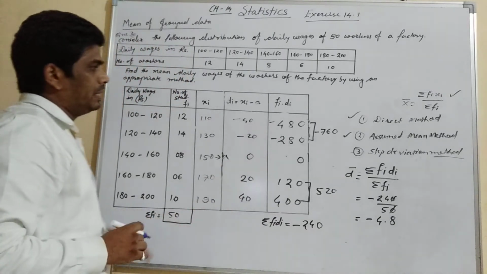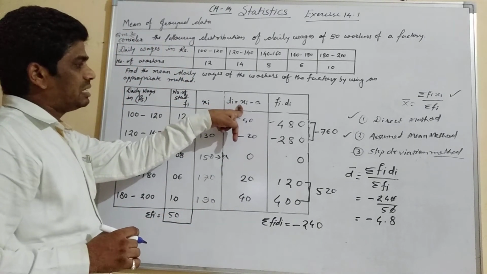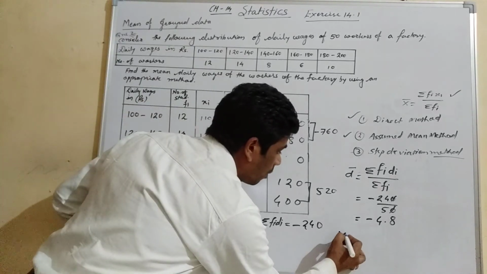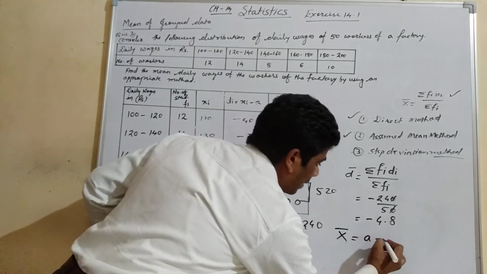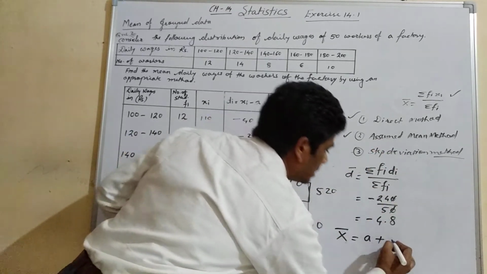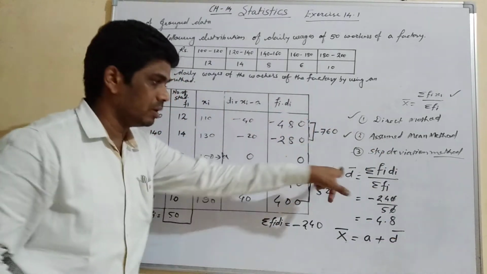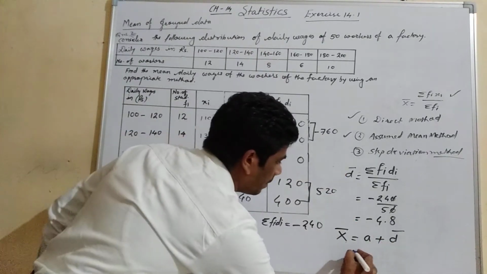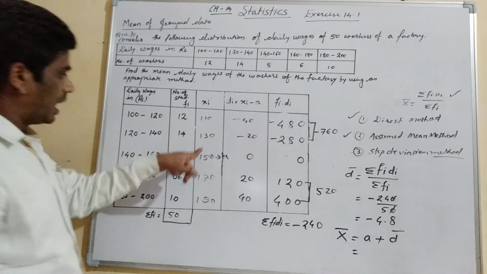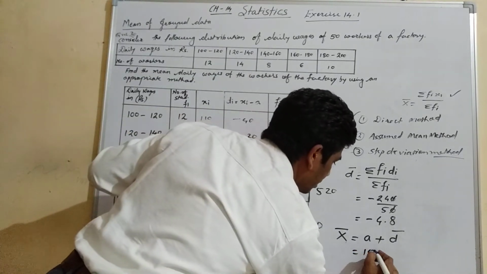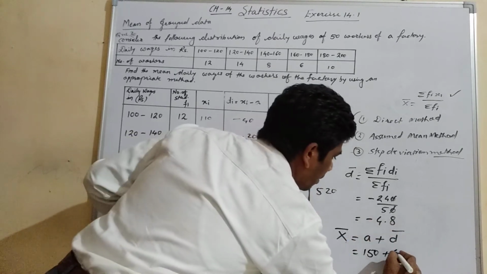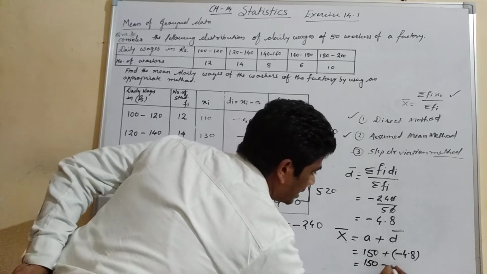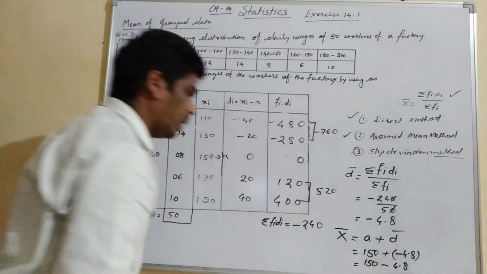So what we did here, for finding deviation, we have subtracted a. So here we will add a for finding the x bar, means a plus the mean of the deviation, this d bar, a plus d bar. So it will be a, we took here 150, plus this is minus 4.8. So you will get here 150 minus 4.8.